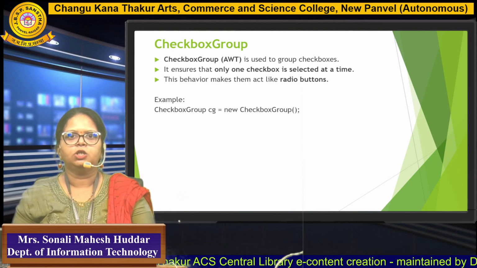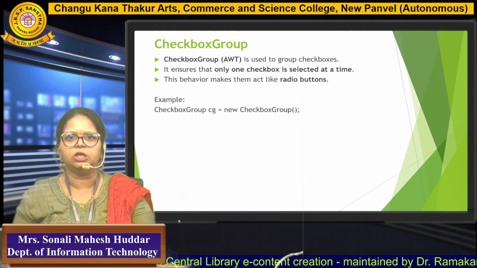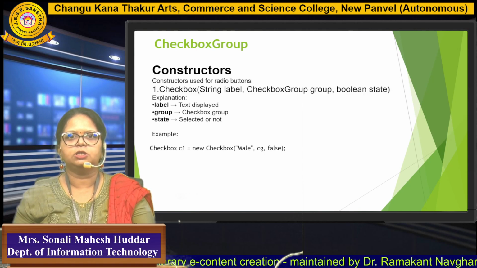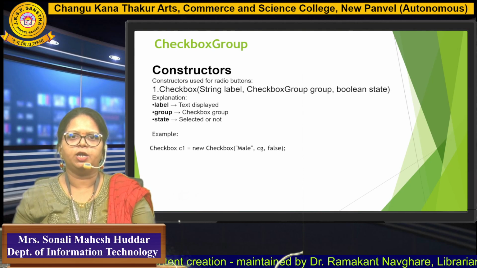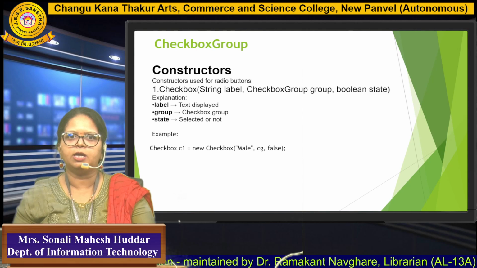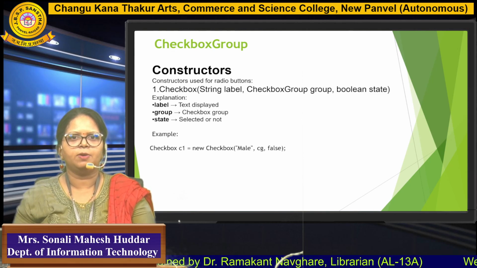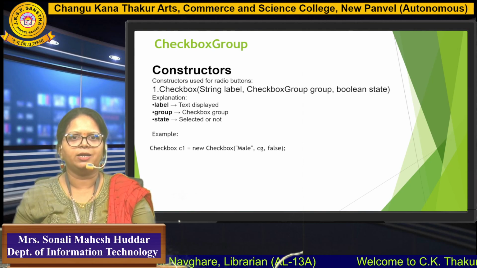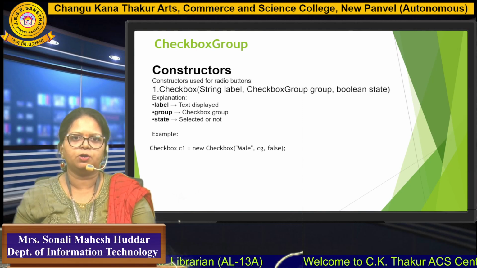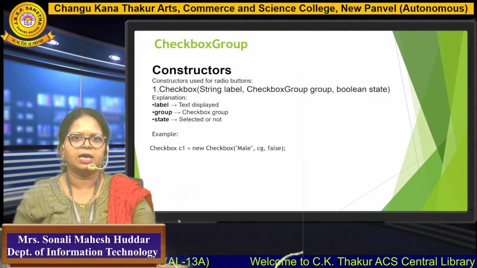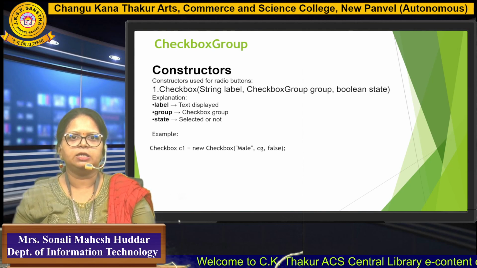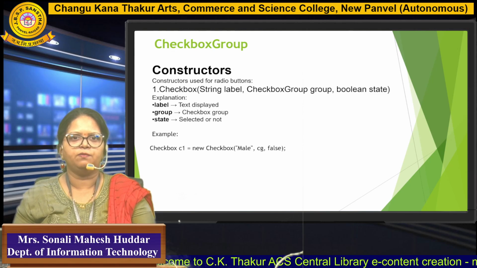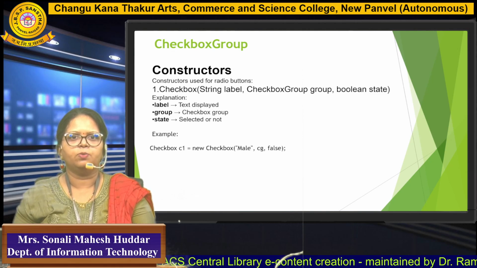So, example, CheckboxGroup cg is equal to new CheckboxGroup. Now, just consider the constructor Checkbox(String label, CheckboxGroup group, boolean state). Here label is nothing but whatever text we want to display in front of that checkbox. Group is the CheckboxGroup you are creating. From that group, whatever options you are providing, only one option one can select. And state is whether it is selected or not, by default one can set. So for example, Checkbox ct is equal to new Checkbox("male", cg, false).